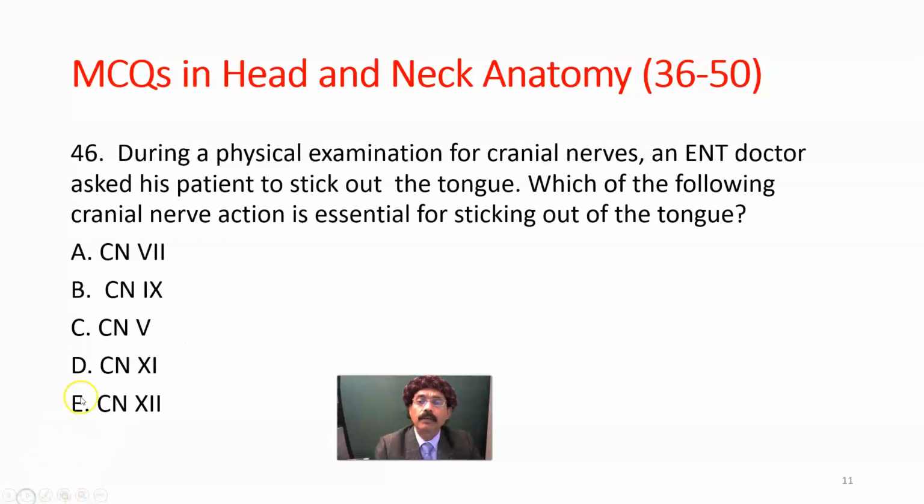Then we'll go to the 46. During a physical examination for cranial nerves, an ENT, ear, nose, and throat doctor asked his patient to stick out the tongue. Which of the following cranial nerve actions is essential for sticking out of the tongue? Okay, tongue sticking out is by means of the action of the hypoglossal nerve. Okay, that is answer E, 46. Okay, we got that.